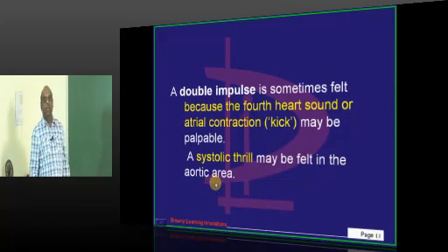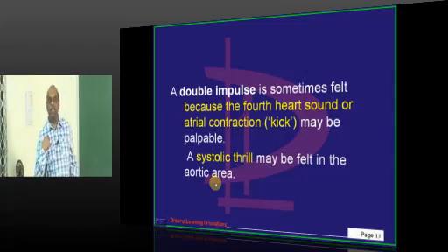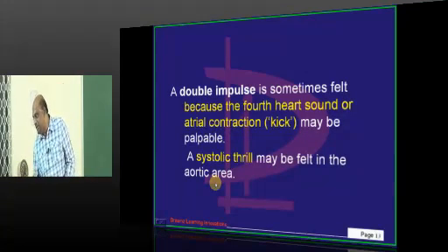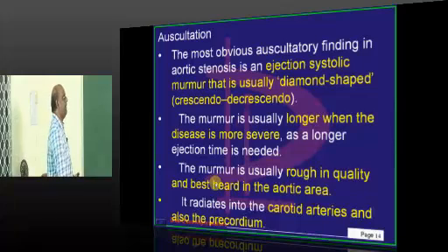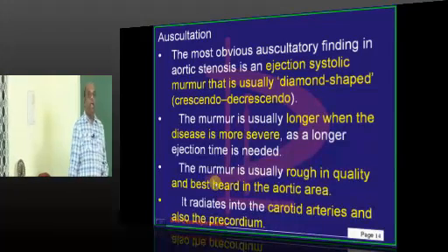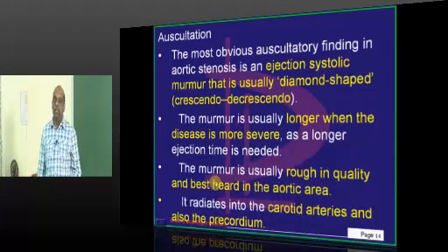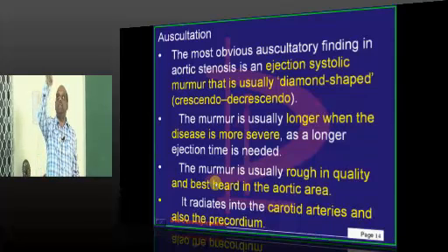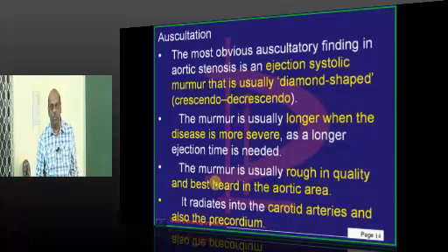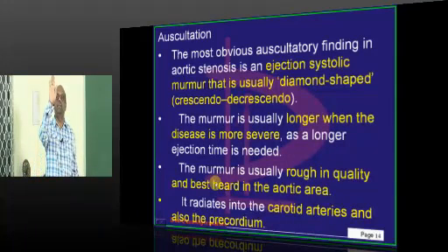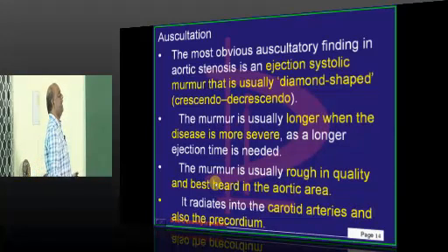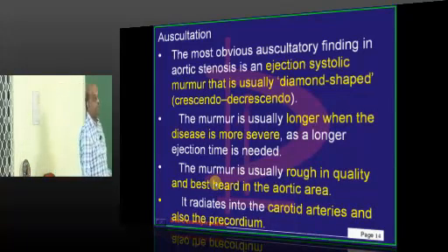Then in the aortic area, which is the second right intercostal space, there is a systolic thrill in these people, is what you need to remember. And if you auscultate, there will be an ejection systolic murmur, which is crescendo, decrescendo in nature. It will increase and it will come down, kind of ejection systolic murmur.